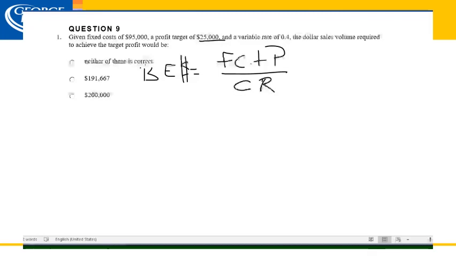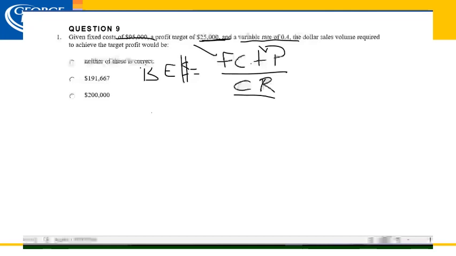Okay, do we have our fixed costs? Yes, we do. 95,000. We have our profit. Awesome. But we don't have our contribution rate. What we do have, on the other hand, is our variable rate of 0.4. Now, if we remember that our variable rate and our contribution rate are two pieces of a whole, then we can take our variable rate and easily find our contribution rate.